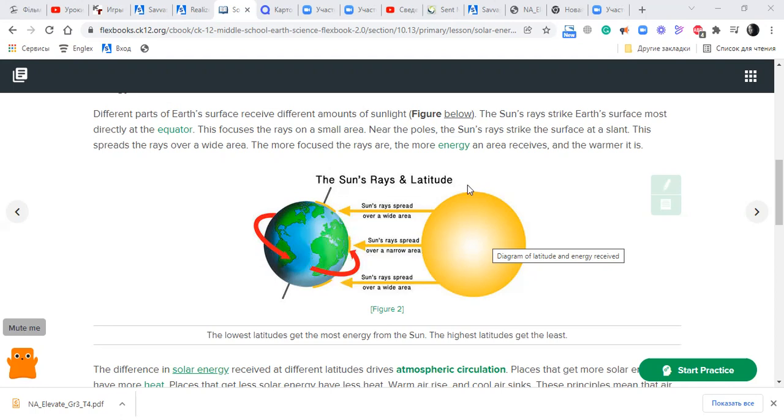Try to do the same. Your torch will be the sun, your ball will be the Earth, and the tape will be the equator. Try to direct the light of the torch to your imaginary Earth, or ball, and try to see and feel the heat from the torch at the equator and at the imaginary poles of your ball.